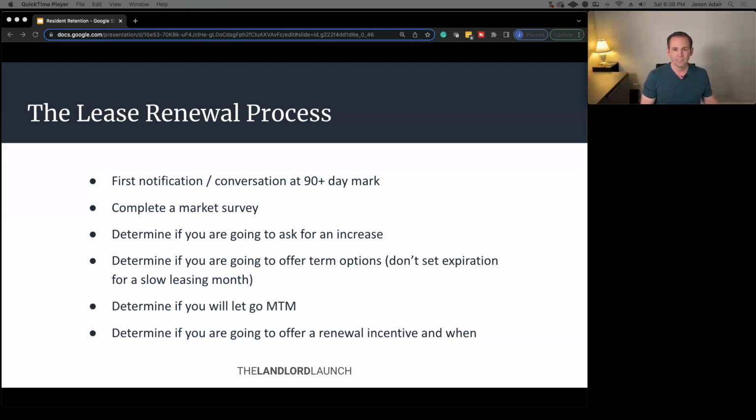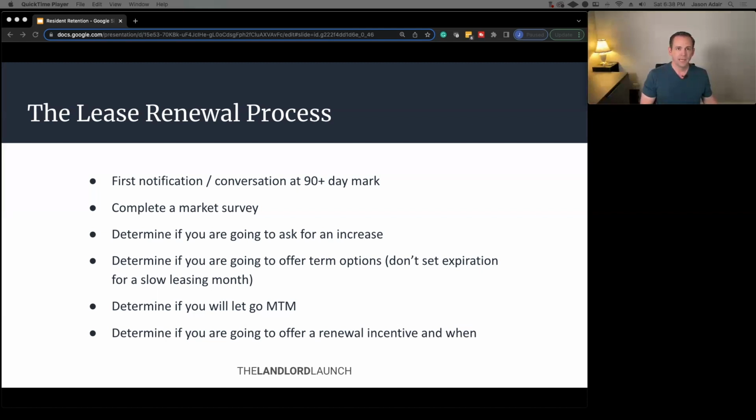Determine if you're going to let them go month-to-month. If they say, no, we're not looking, okay, fine. Are you going to ask them to leave, or are you going to let them ride month to month and charge them a month to month fee? And then also determine if you're going to offer a renewal incentive, and what type of incentive, when you're going to offer the incentive, and we'll talk about incentives in a little bit.